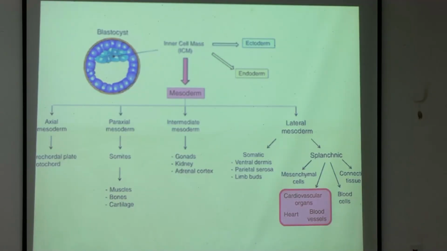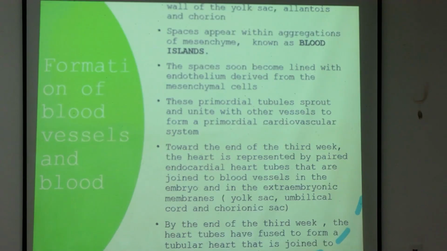There is paraxial mesoderm, that means lateral to the axis, and it forms somites, which develop into muscles, bones, and cartilage. Then there is intermediate mesoderm, which develops gonads, kidney, and adrenal cortex. And there is lateral plate mesoderm, which develops somatic structures like ventral dermis, parietal serosa, and limb buds. And there is splanchnic portion, which develops mesenchymal cells, connective tissue, blood cells, and cardiovascular organs. So this is how mesoderm gives rise to various body parts.